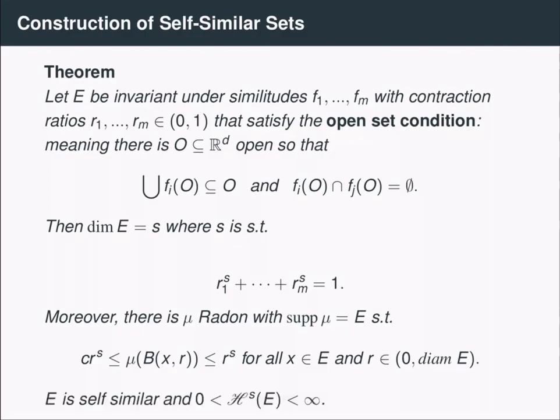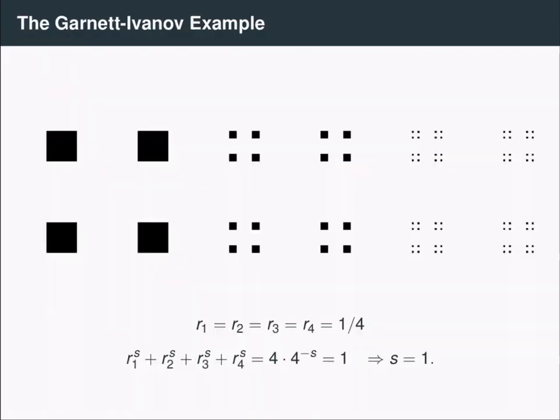Finally, we also know that the set E is self-similar and of positive infinite measure. We provide a proof in the notes in case you're interested, which we take from Falconer's book. We'll now showcase a few common examples of self-similar sets, some of which you may have seen before. The first will be very important to us later.